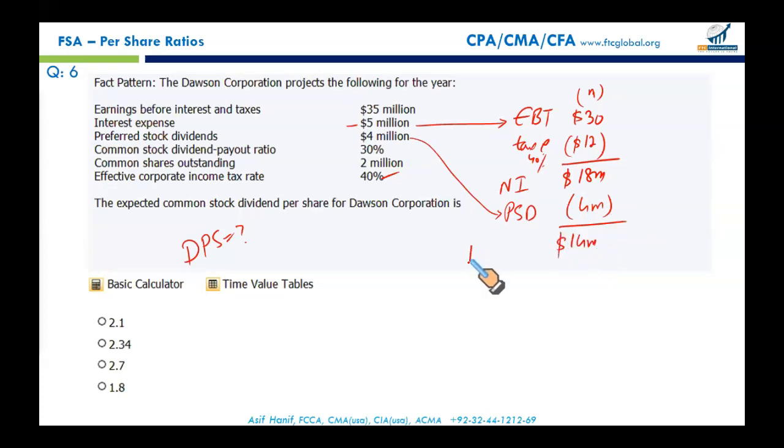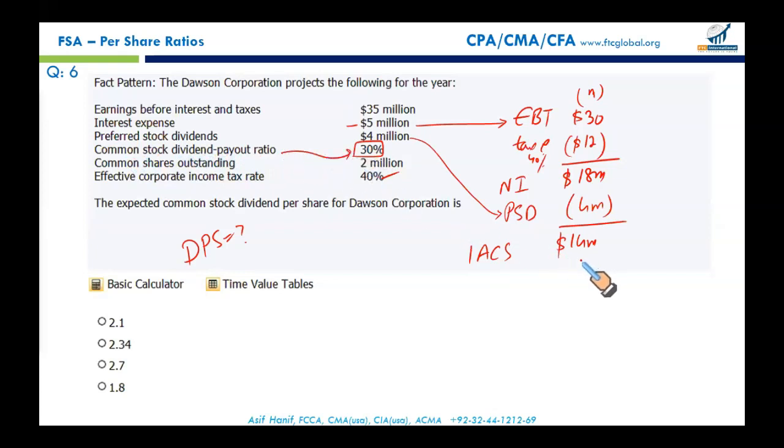This is what you call IACS, I love this word, because this is the income available to us as the shareholders, income available to the common stockholder, 14 million. Now, this is what can be paid as dividend, but the company has a policy to pay 30% of the earning as dividend. Common stock dividend payout ratio.